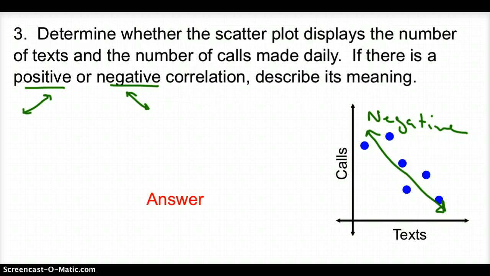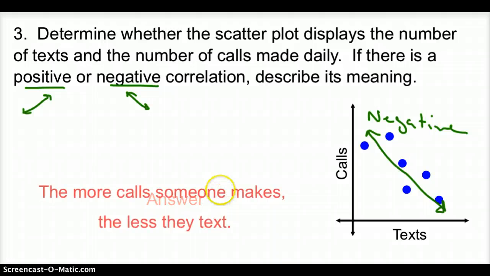And so now can I describe its meaning? Well, I already have the answer here. The more calls you make, so the more calls is up here, the less text you send. So here's more calls. Do I send a lot of text? No, not really.